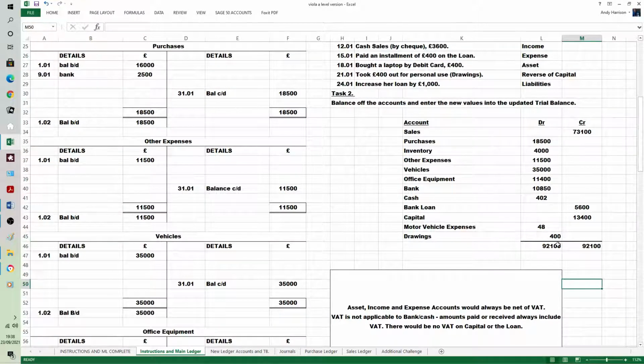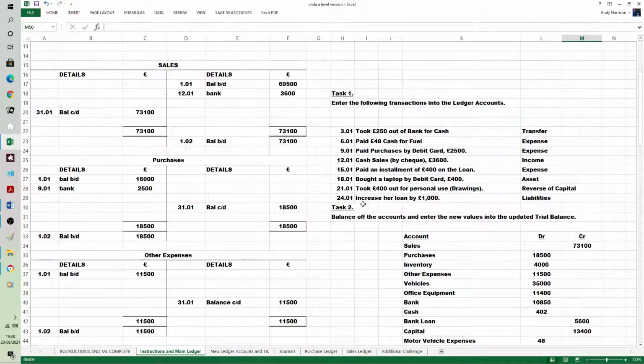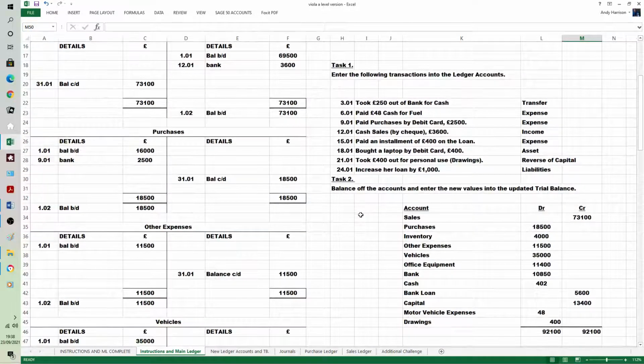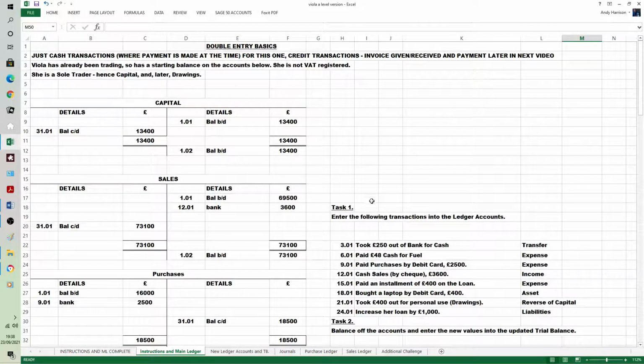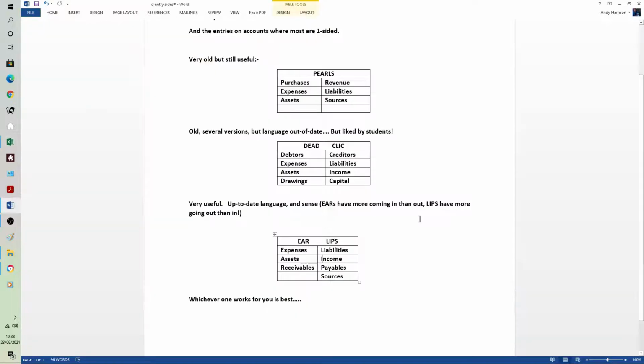And our trial balance adds up. There are errors that you can make in double entry systems, and the trial balance will still balance, but that just is about debits and credits. So just quickly back to this, the different ways of remembering it.